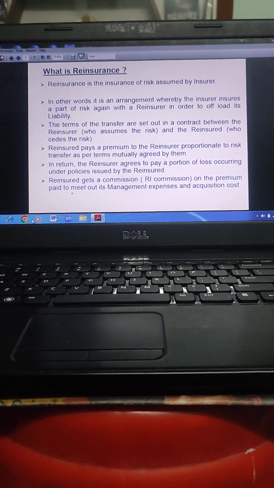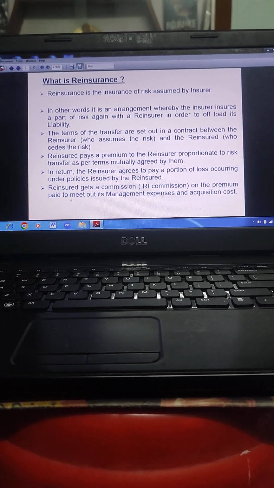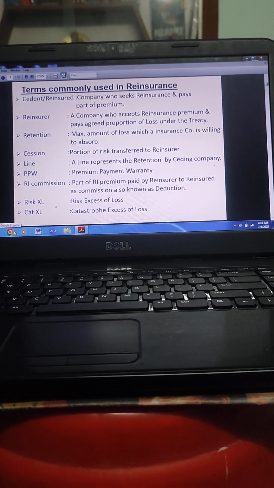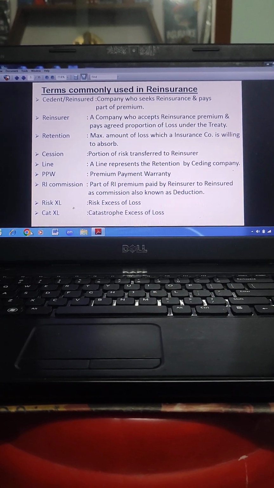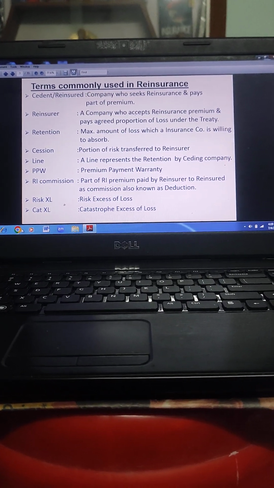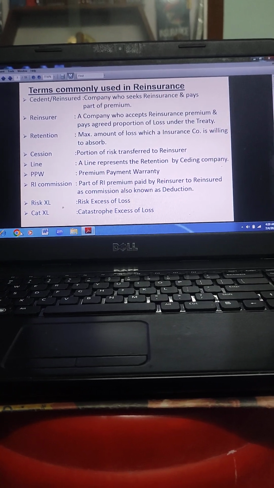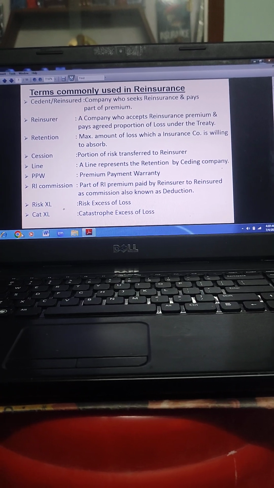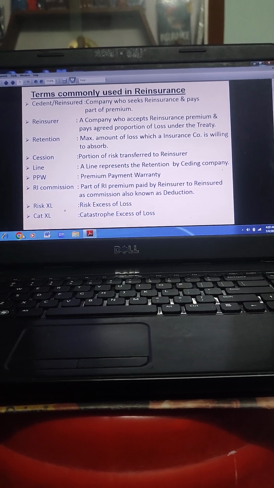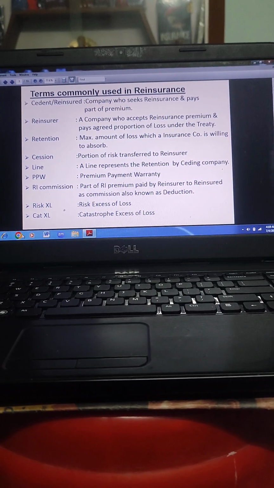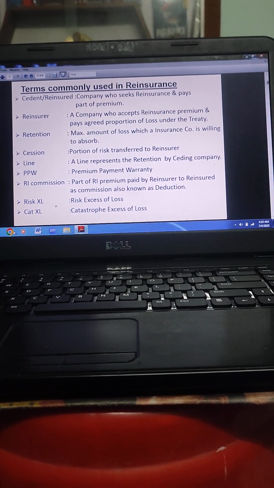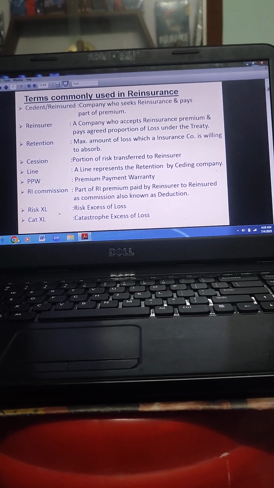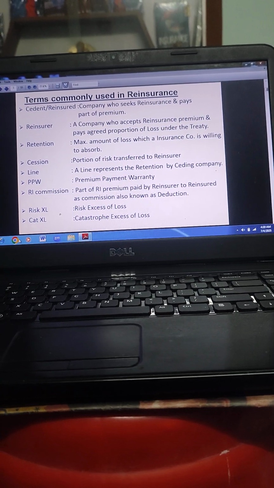The reinsured gets a commission, that is RI commission, on the premium paid to meet its management expenses and acquisition cost. There are certain terms frequently used in a reinsurance contract. Cedent or reinsured means the company who seeks reinsurance and pays part of the premium. Reinsurer means a company who accepts the reinsurance premium and pays an agreed proportion of loss under the treaty. Retention means the maximum amount of loss which an insurance company is willing to absorb. Cession is the portion of risk transferred to the reinsurer.